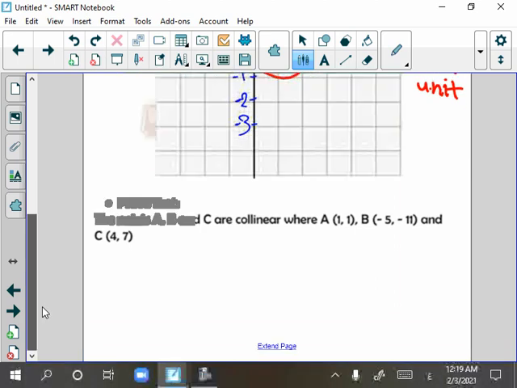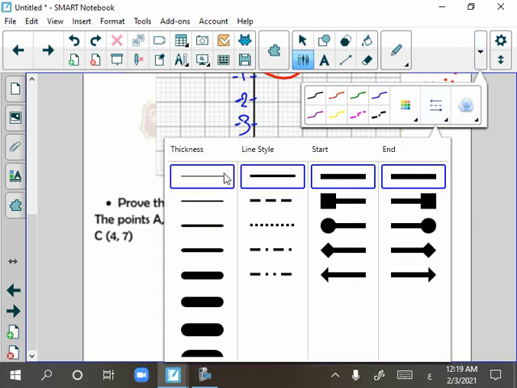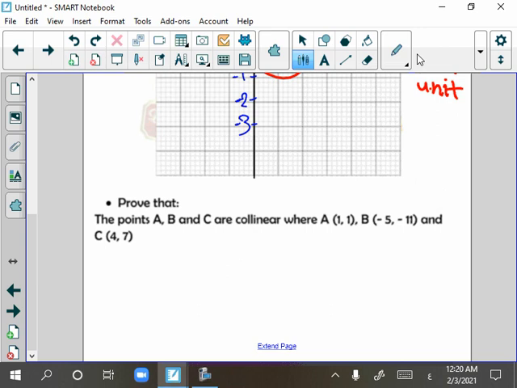Okay, another question. Prove that the points A, B and C are collinear, where A equals (1, 1), B equals (-5, -11), and C equals (4, 7). How can we prove that the 3 points are collinear? Collinear means that A, B and C are on the same straight line.